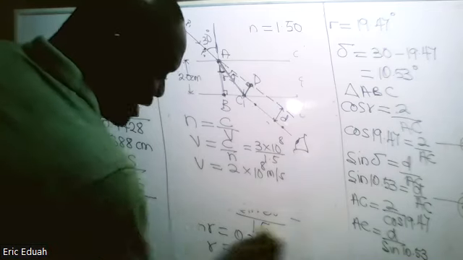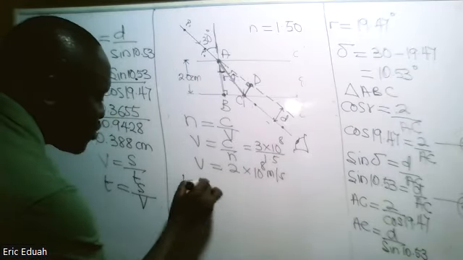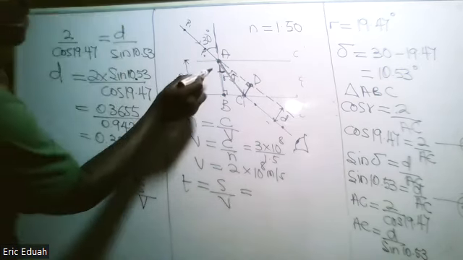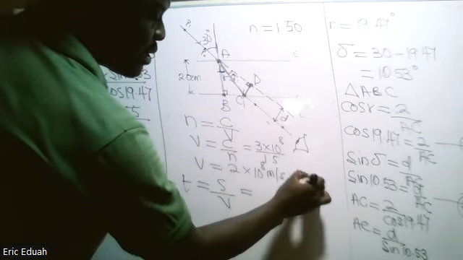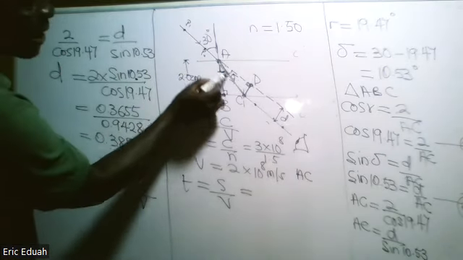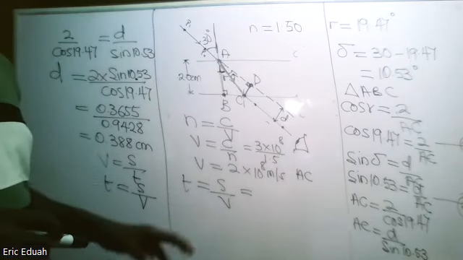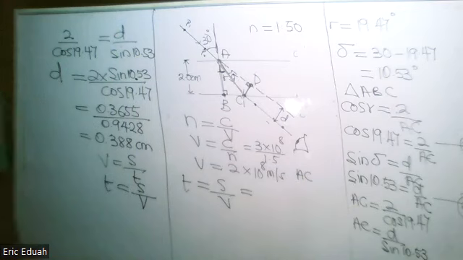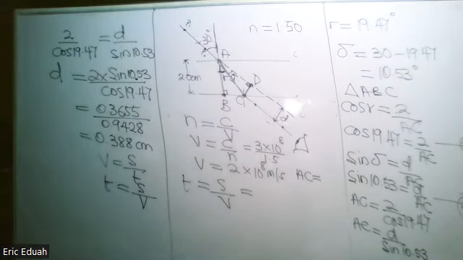So let's calculate for the time taken. T is equal to distance over velocity. The distance is AC. Now, what did we get for AC? Please calculate for the hypotenuse for me, since that's the path. Calculate for AC. We have AC is equal to 2 over cos 19.47. So give me the value of AC in 3 decimal places. 2 divided by cos 19.47.